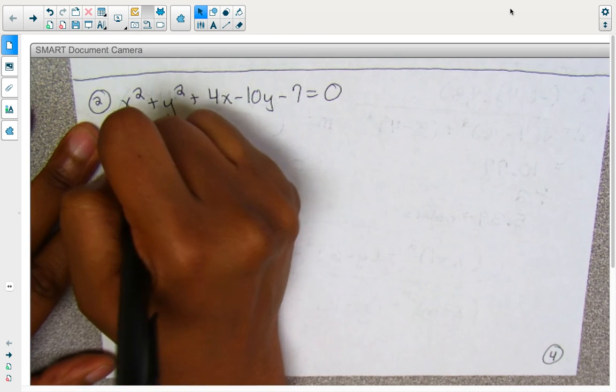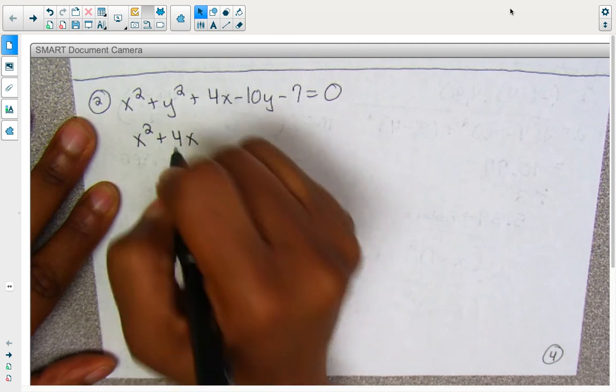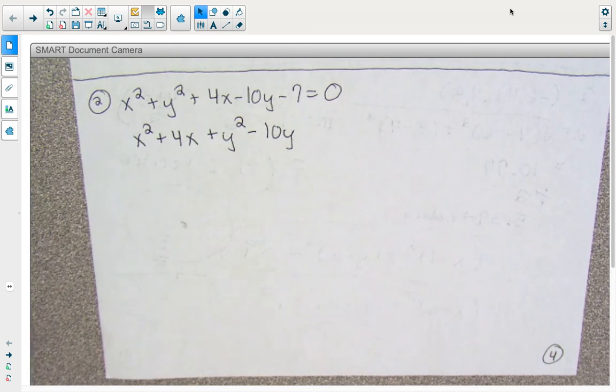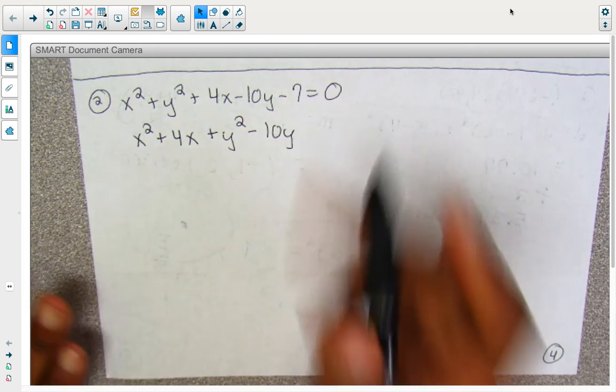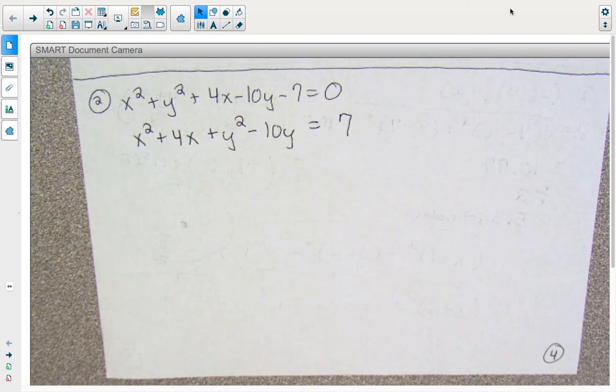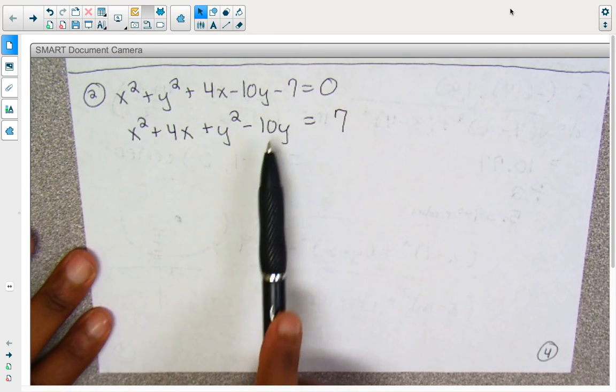So I got x squared. I'm going to put my two x's beside each other. I'm going to put my two y's beside each other, and make sure they go like x squared and then the linear term, y squared and then the linear term. This -7 needs to go to the other side. So any number that you have, any constant, goes to the right-hand side. So make sure this is your structure when you're setting it up: x squared, x, y squared, y, number.